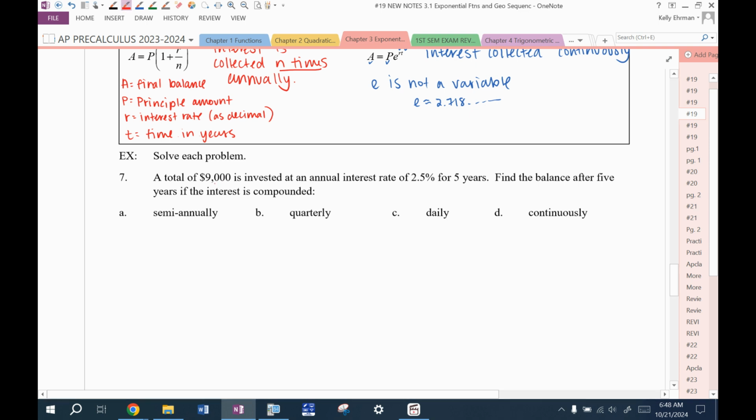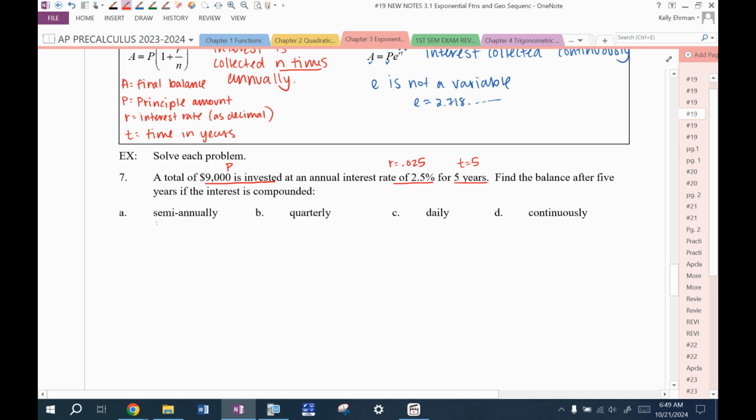So it says a total of $9,000 is invested. So that's the principal amount that you're starting with, at an annual interest rate of 2.5%. So R is going to be 0.025. Remember, you just divide this by 100 or move the decimal 2 places to the left. T is 5 years. Find the balance after 5 years if the interest is compounded semi-annually.